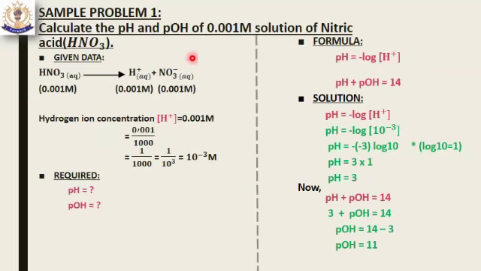Now let's solve a numerical. Here in this numerical, we are given a nitric acid solution whose concentration is 0.001 molar, and we are supposed to calculate its pH and pOH. First we have to write its equation. Nitric acid HNO3 in aqueous solution dissociates into H plus and NO3 minus ions. As its concentration is 0.001 molar, definitely the concentration of its ions will also be the same. Now we are given the hydrogen ion concentration. So the hydrogen ion concentration equals 0.001 molar.